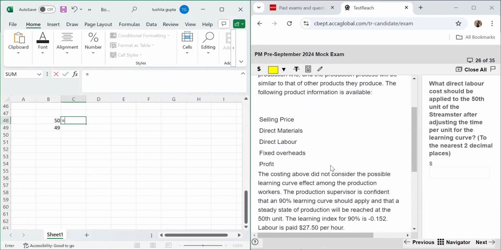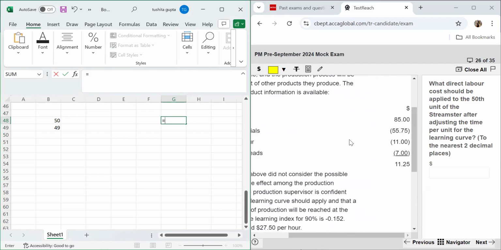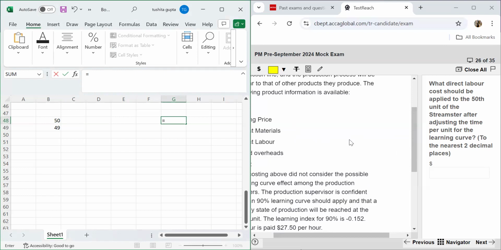All right, so we might have to find this out. You are given the direct labor cost of $11 and the labor is being paid at the rate of 27.5. So if you are paying a total of $11, that means you're paying them for 0.4 hours. So let's do our calculations accordingly. All right, so y equals a, which we have worked out as 0.4, multiplied by the number of units that we are producing, which is 50.